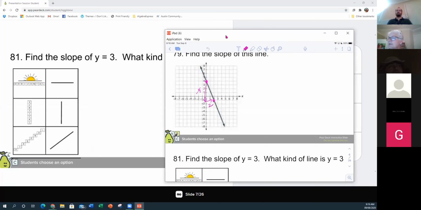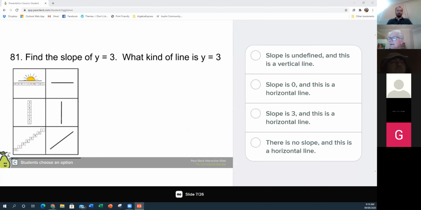Okay. So this one says find the slope of y equals 3. What kind of line is y equals 3?